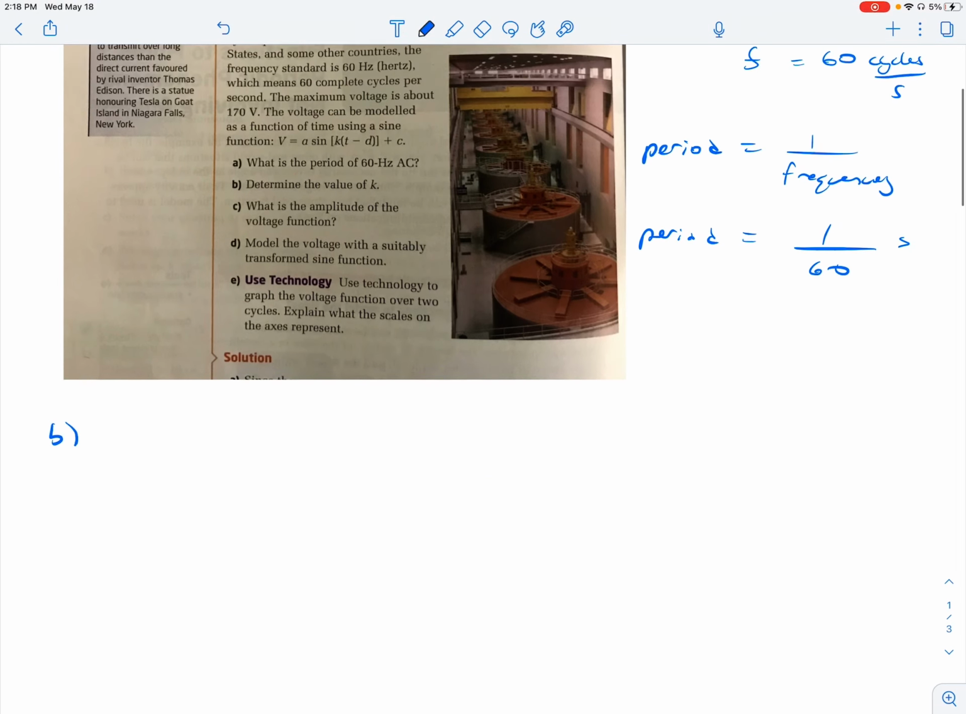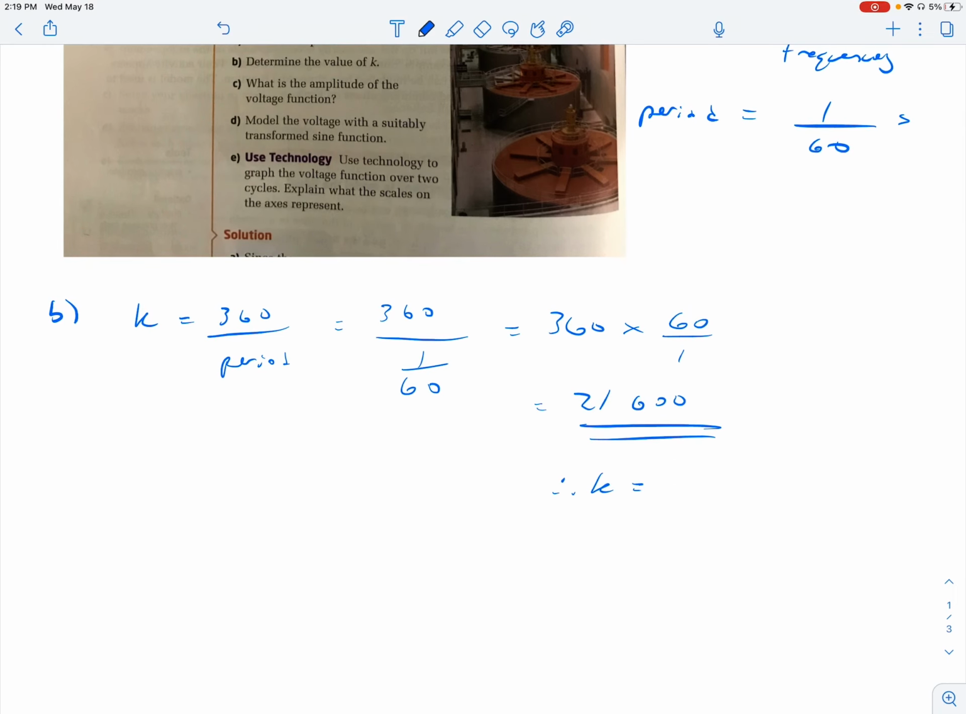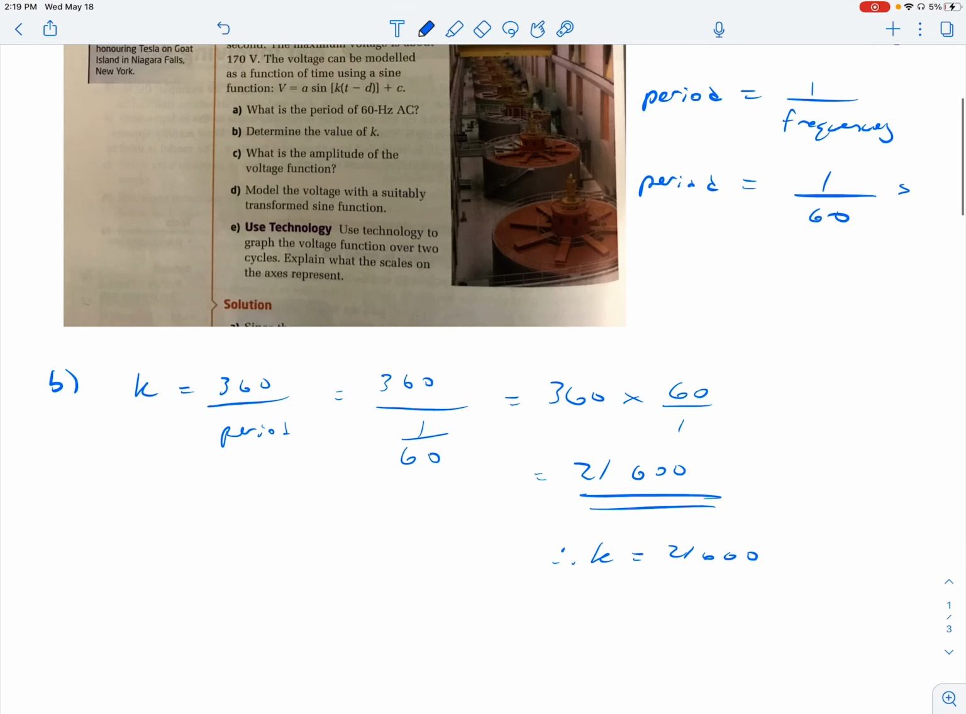All right, part B, determine the K value for the equation. Remember, K is equal to 360 over the period. So that's going to be 360 over 1 over 60. If we're dividing by a fraction, we need to flip and multiply. So we'd have 360 times 60 over 1. That's going to work out to 21,600. So that's our value for K. I'm just going to write it again, that way we can easily grab it when we write out our equation.